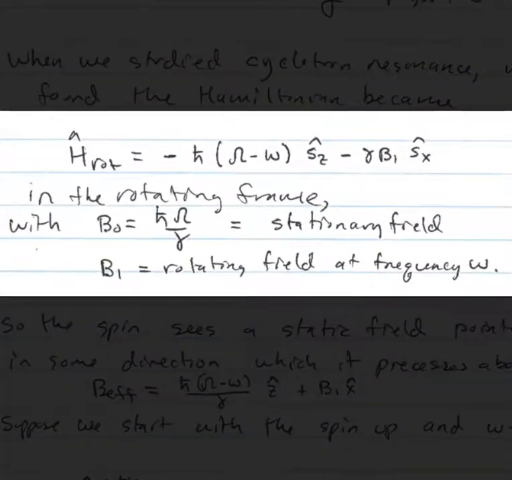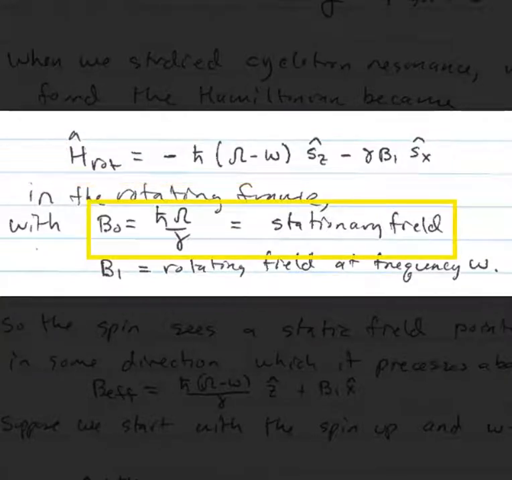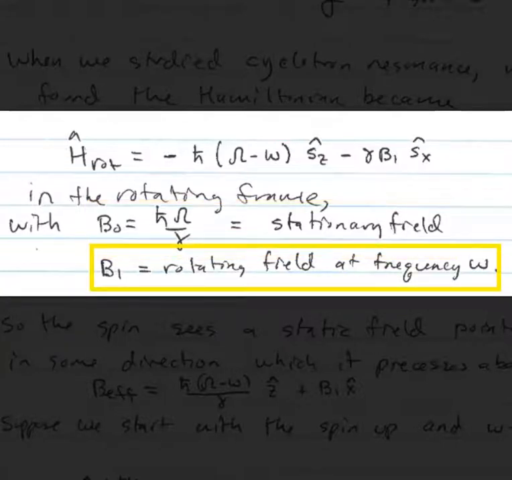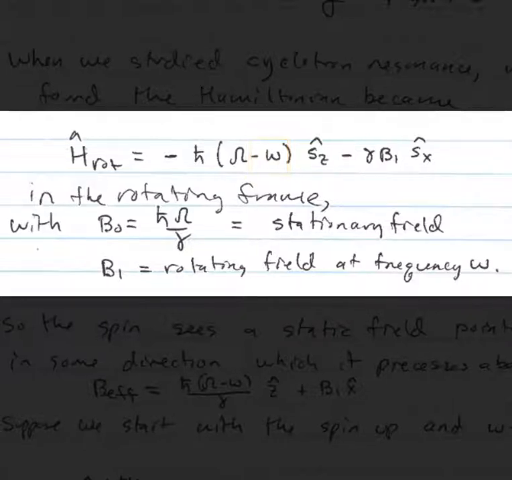In the cyclotron resonance problem, when we went to the rotating frame, we found the Hamiltonian could be written as minus h bar (big omega minus little omega) times Sz minus gamma B1 times Sx. And in this case, B0 was equal to h bar big omega over gamma. That was the stationary field in the z direction. B1 was the rotating field that rotated at a frequency omega. And when we went to the rotating frame, we subtracted little omega from big omega.